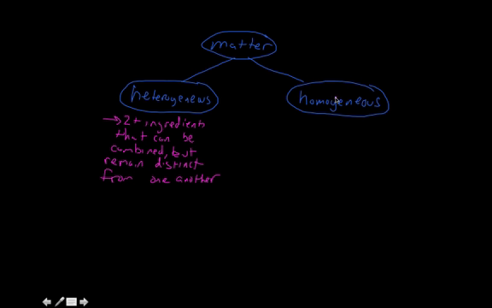Now, homogeneous matter is obviously the opposite of that. Homogeneous matter is any substance where all parts are identical.